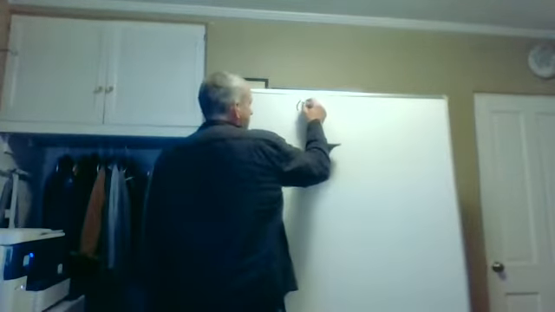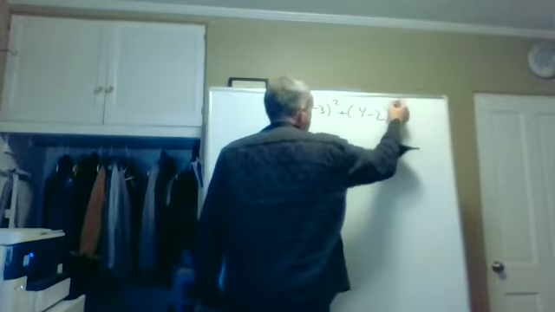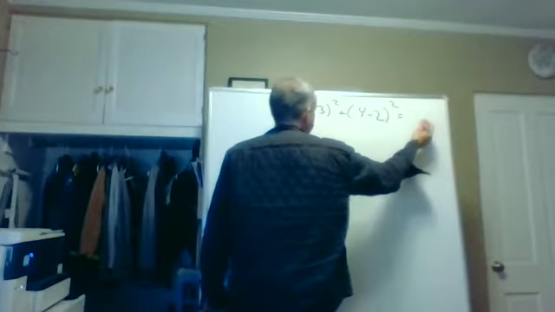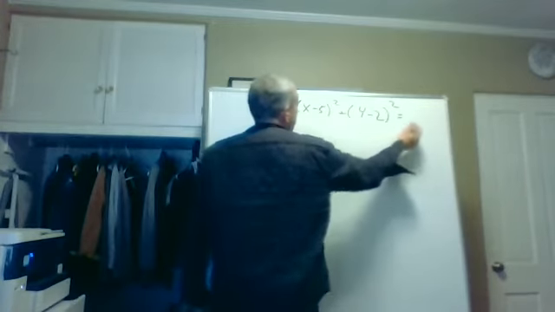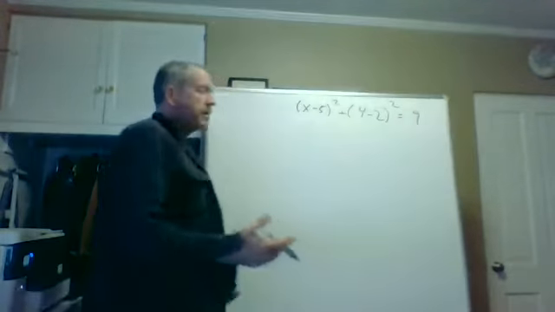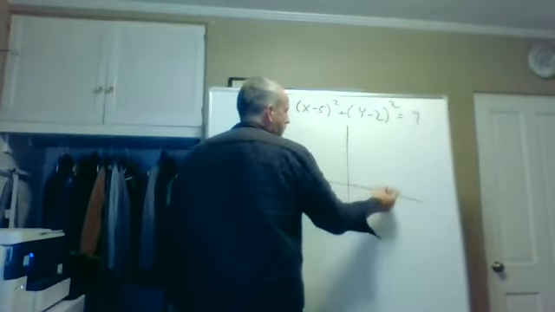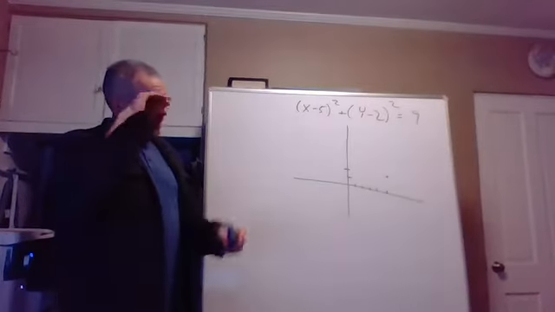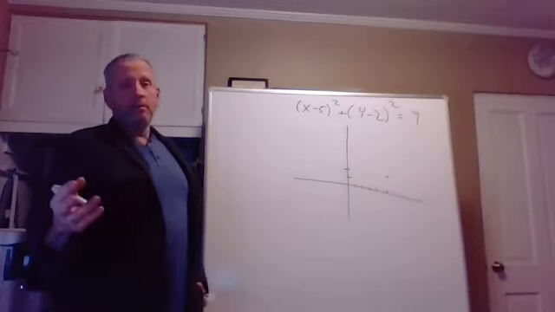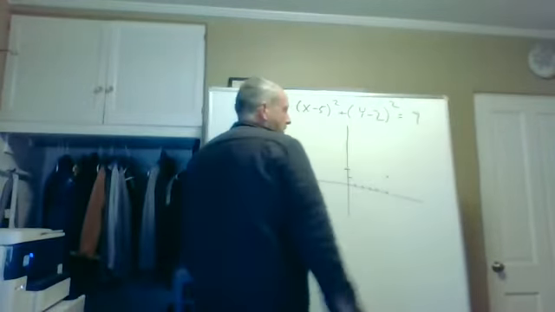So let's suppose we had x minus 5 squared plus y minus 2 squared equals, for the heck of it, 9. And let's make a graph of this, and it shouldn't be that bad. Famous last words. So we'll go 5 to the right, 1, 2, 3, 4, 5, and then we'll go up 2, 1, 2, and there's the center. That's close to being no math involved. The radius is going to be the square root of that, so the radius is 3.